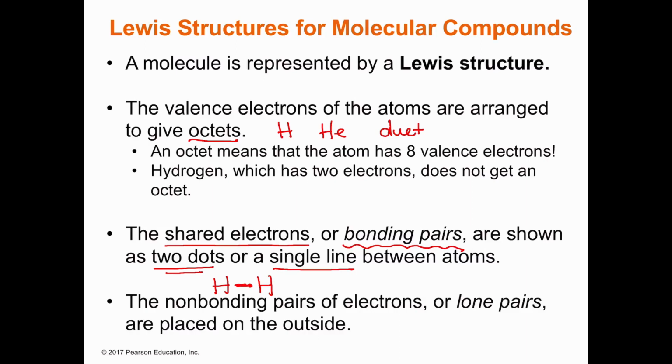So 1 bond, 1 single line will actually represent 2 electrons. We're going to get lots of practice with this. And the non-bonding pairs, like I said, are usually called lone pairs. They'll be placed on the outside of the atom. So something like if two chlorine atoms were bonded together, we have the bonded pair in the middle, and the lone pairs are going to be around the outside. And I'll show you how to draw molecules like this as we go through.